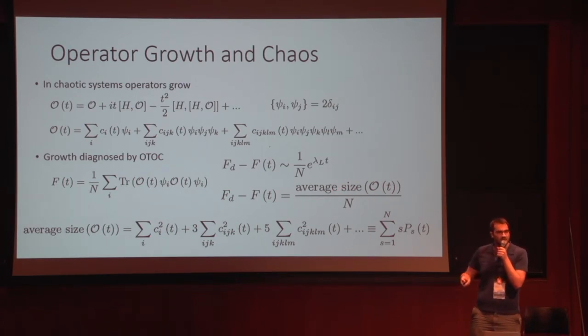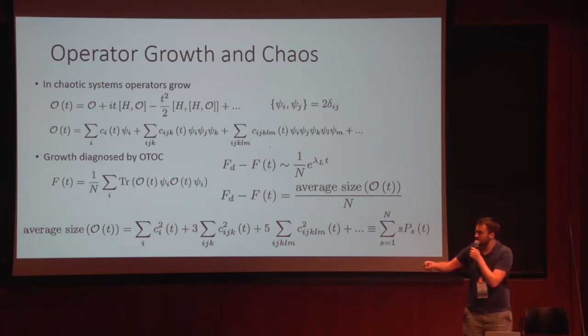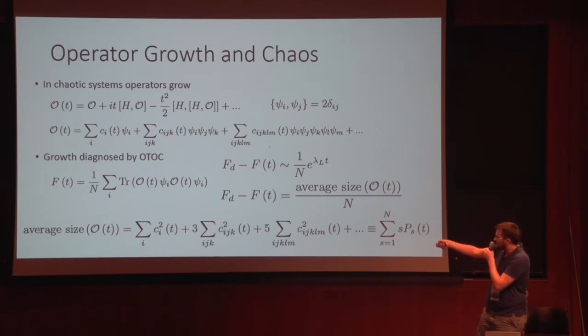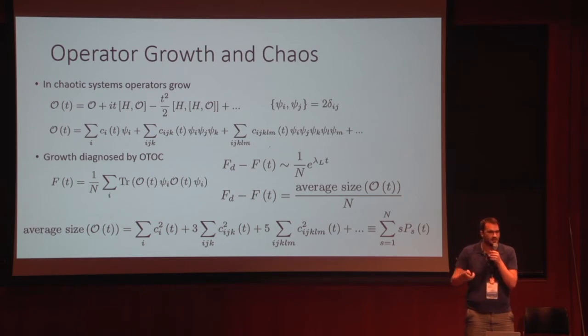And what I mean by average size is something we talked about earlier this week, that I can think of decomposing my operator into operators of different sizes. Another way of thinking about this is organizing by weight or energy. And in a certain sense, we literally have this kind of wave function that we square, and we get this average size. And you can show that the out-of-time order correlator is literally going to measure this for us.